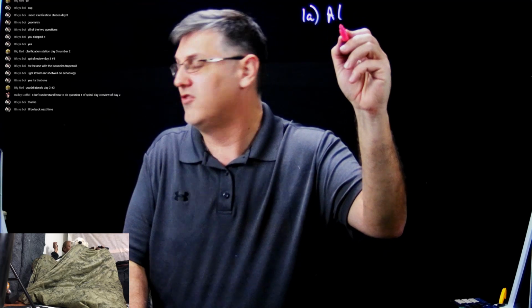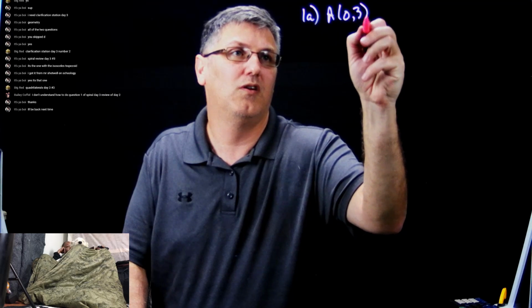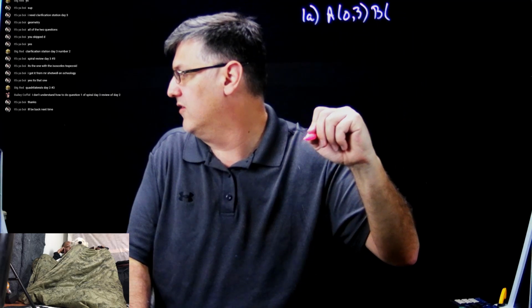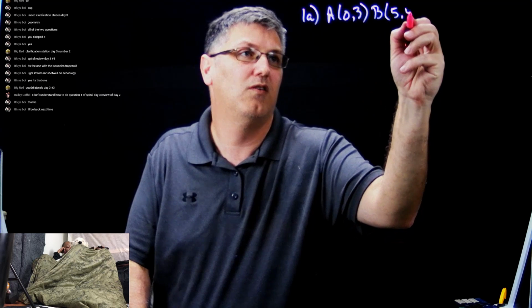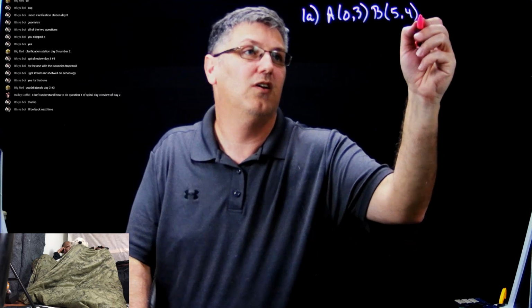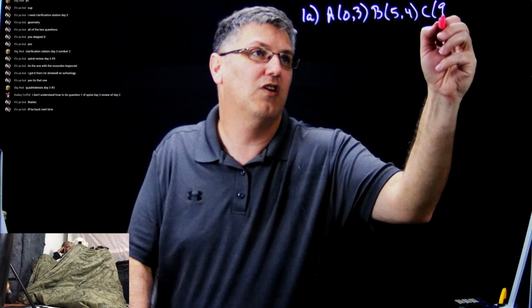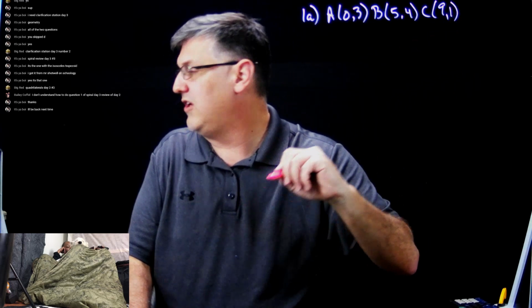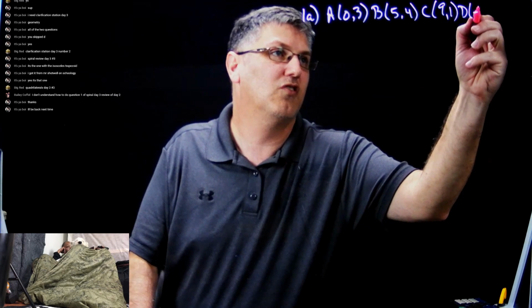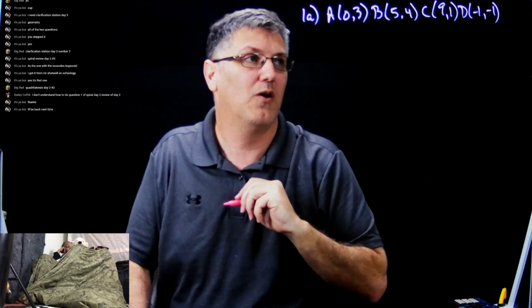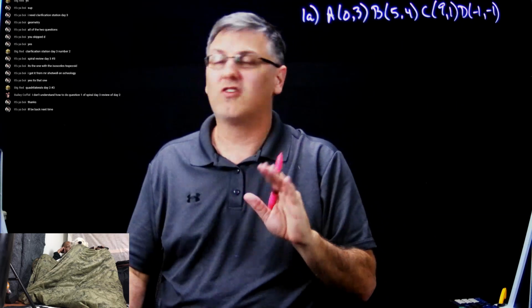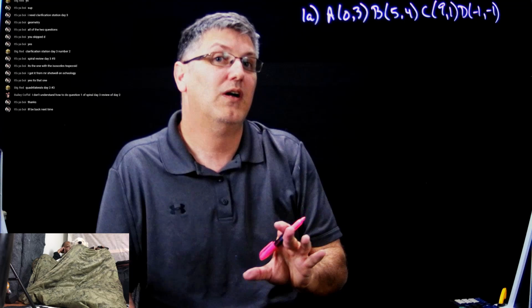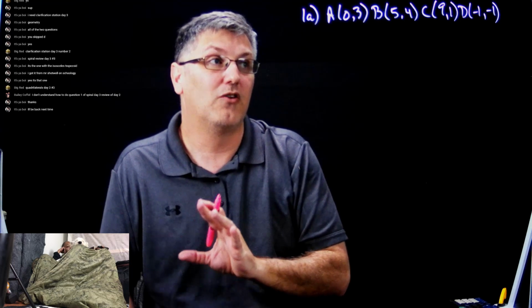So in this problem, it gives you points. For 1A, it gives you points: A is (0, 3), B is (5, 4), C is (9, 1), and D is (-1, -1). Now, it wants us to show that this quadrilateral is going to be a trapezoid.